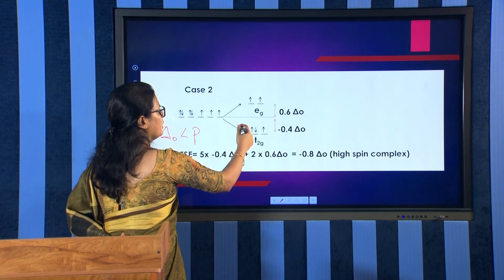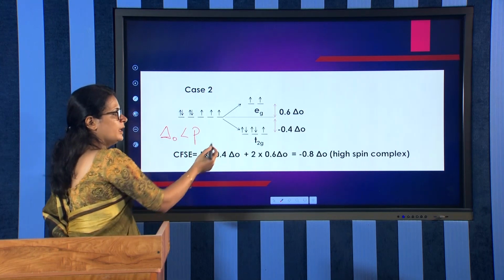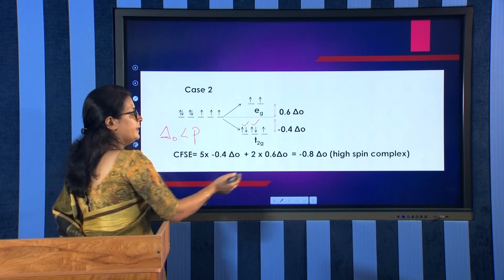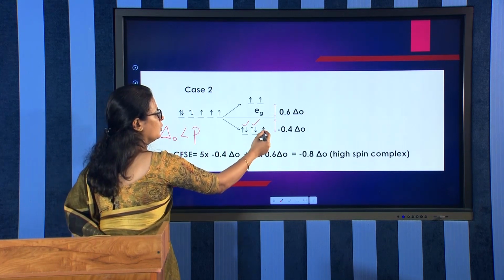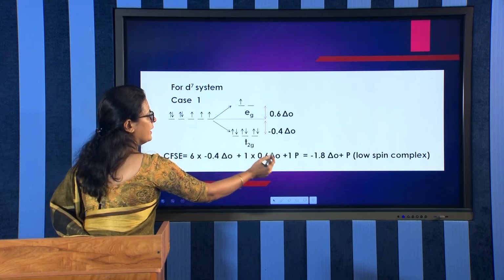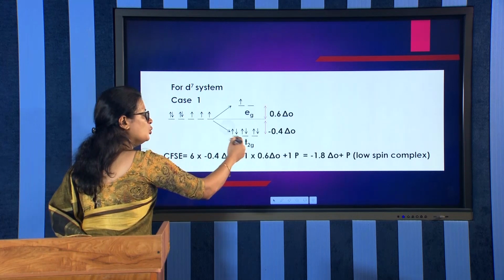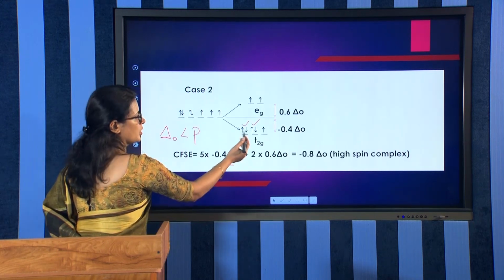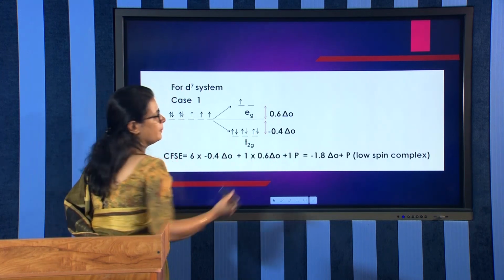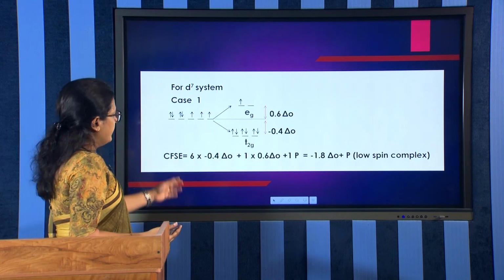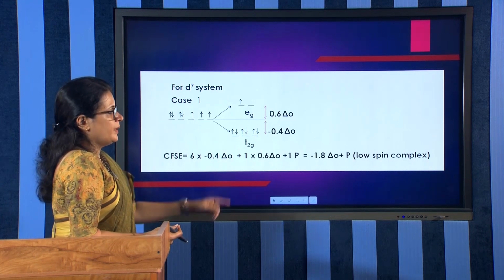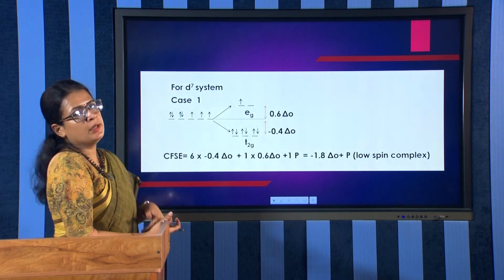So, in this high spin complex case itself, there are 2 paired structures possible, and the extra one is paired here only. In this case the extra one is paired. That is why one pairing energy: 2 of them are already paired in this structure and the extra one is paired here. And the crystal field stabilization energy in case 1 is minus 1.8 delta O plus 1 pairing energy. The complex is D7 low spin.